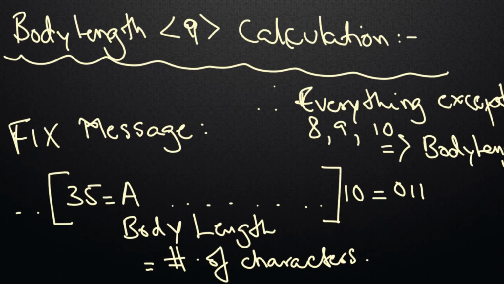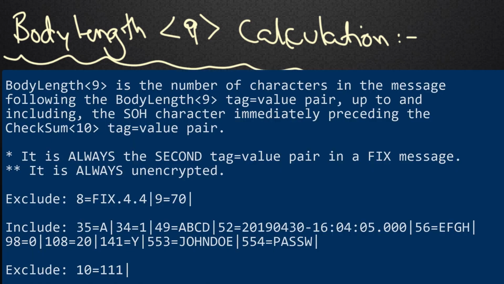The body length field forms part of the standard header and is much simpler to process than the checksum, of course. In the FIX message, the number of characters that are in the message, excluding the begin string tag value pair, the body length tag value pair, the control character between them, and the checksum tag value pair. Once you exclude these things, whatever characters you have left, the number of characters there are equals the body length. It's a very simple process.